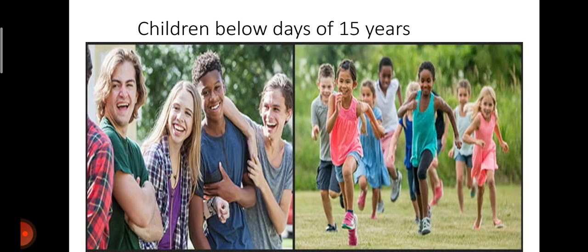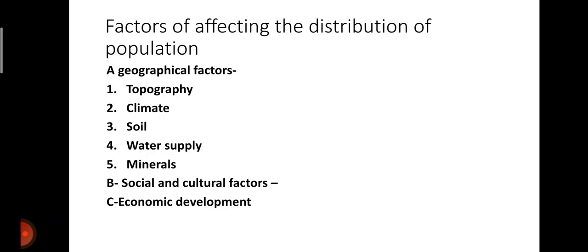You can see the children of 18, children of 15 years of age. These are the children who may be counted as adolescents, meaning children from 10 to 19 years are known as adolescents.